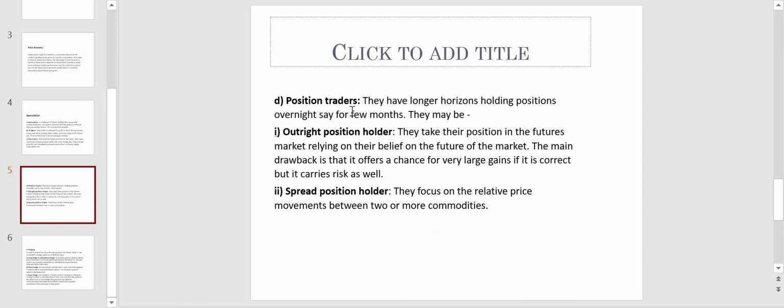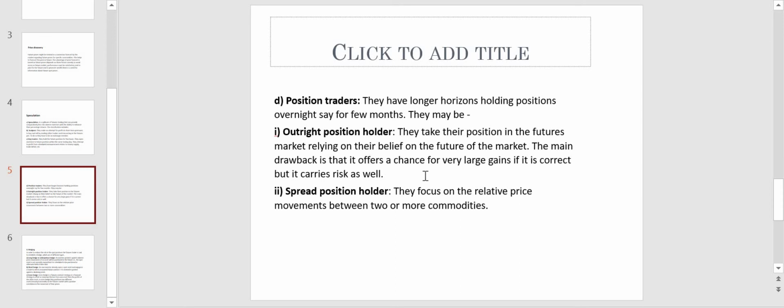Then you have got position traders. They have longer horizons, holding positions overnight, say for few months. These position traders hold the future transactions for longer period of time. They may be outright position holders. These outright position holders take their position in the futures market, relying on their belief on the future of their market. They are very certain about the future of the market.